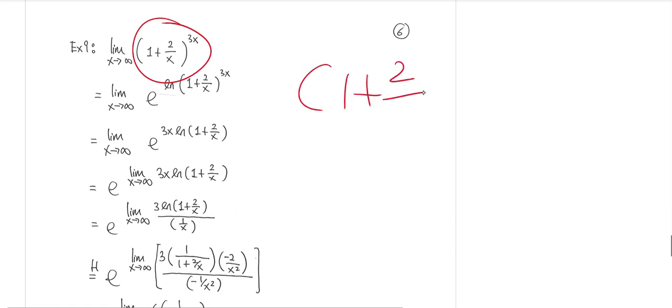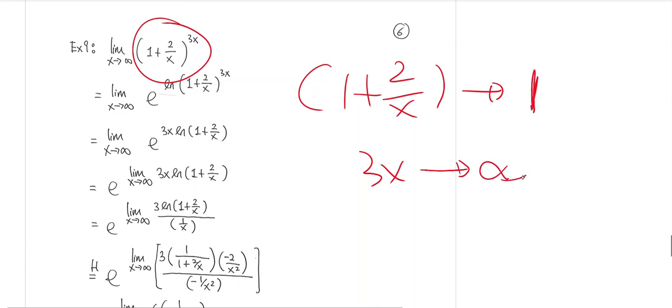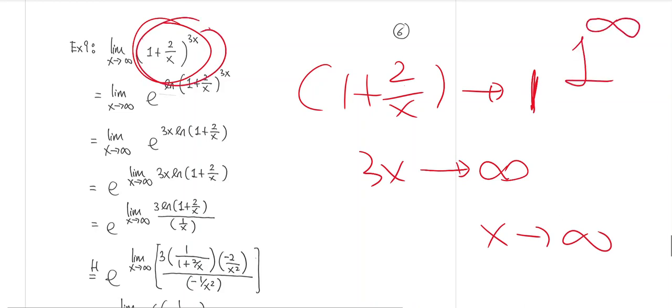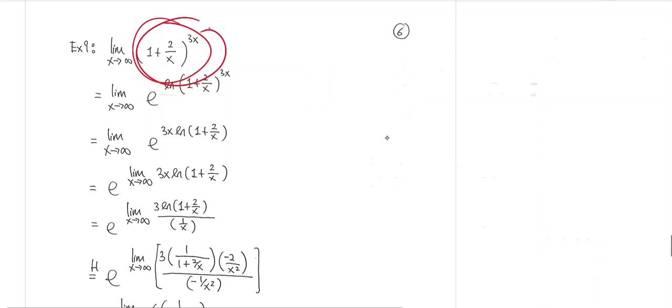When x goes to infinity, this part here goes to 0, obviously, and 3x goes to infinity. Sorry, the base goes to 1. So 3x goes to infinity when x goes to infinity. So this is the type 1 to the power of infinity, an indeterminate form of the type 1 to the power of infinity. And the way you deal with it is the same thing.